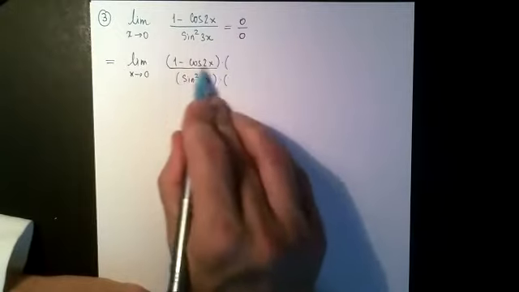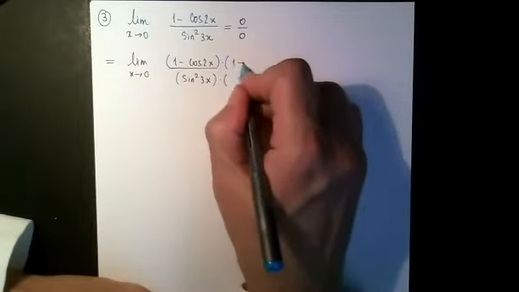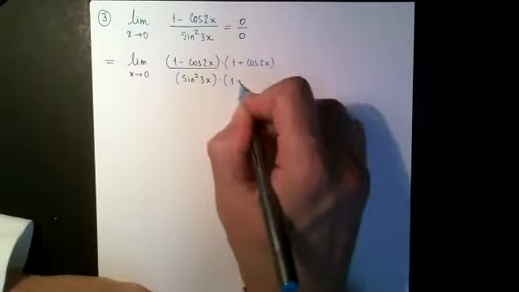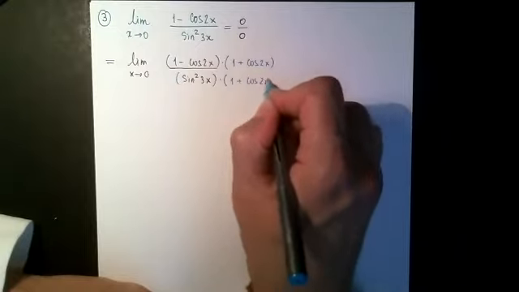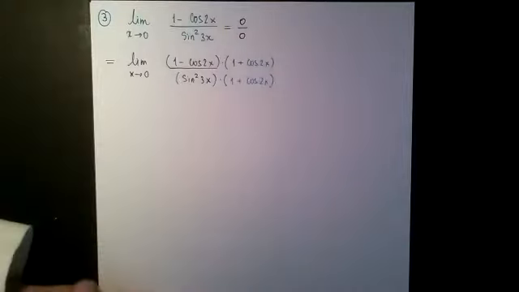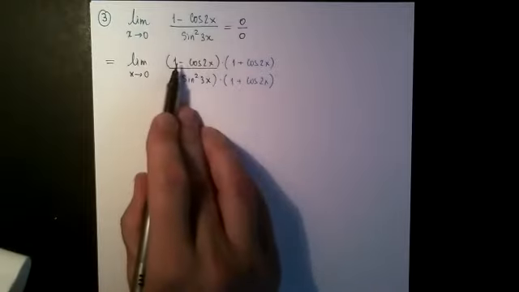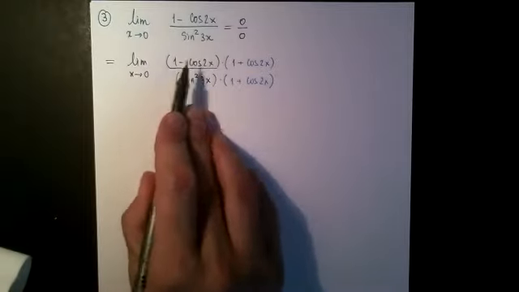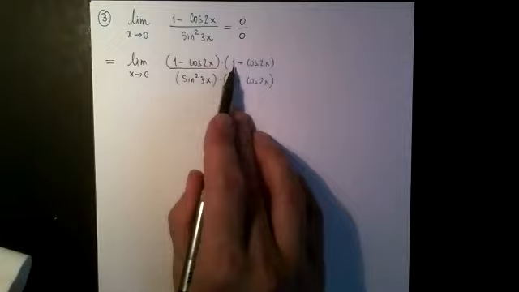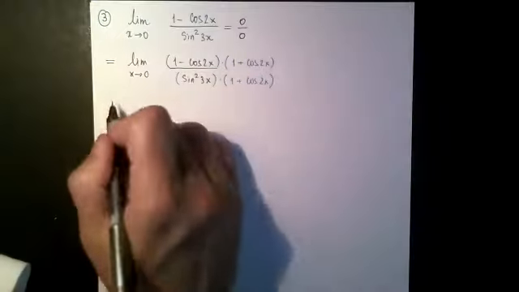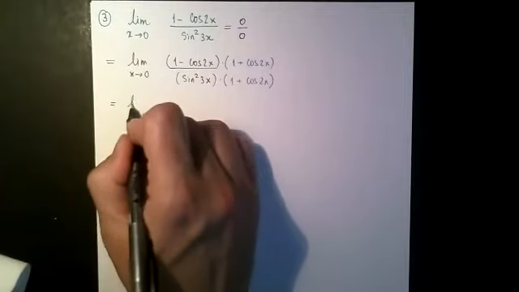So I will multiply by the conjugate here. 1 plus cos of 2x, and the bottom 1 plus cos of 2x. Okay, so this is a very common pattern that you will recognize when you see 1 minus cos or 1 minus sine. It's very practical to multiply by 1 plus cos or 1 plus sine, because this is what happens.